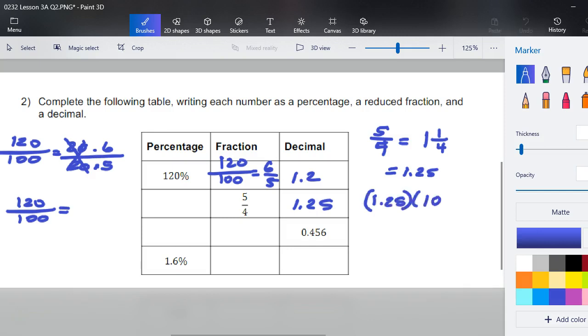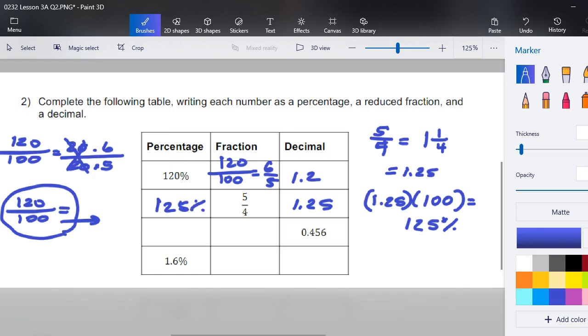And then to go to a percentage from a decimal, we will take our 1.25, and this time, whereas to go from fraction to decimal we divided, if you're going from a decimal to a percentage, we've got to multiply by 100 and then include the percent symbol. And earlier we went from a percentage to a decimal, and that's where we divided by 100.